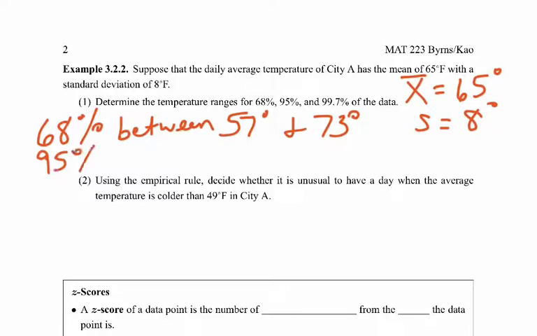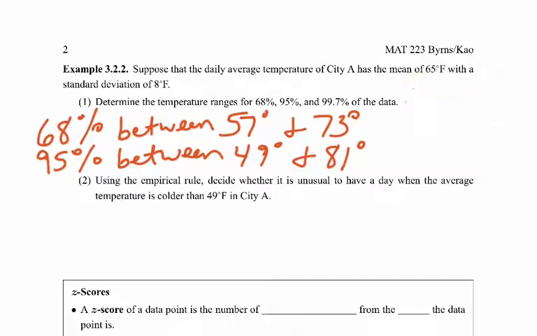95% of the temperatures are going to range within 2 standard deviations. Since I just did 1 before it, I'm going to subtract 8 again. So I get a lower bound of 49 degrees and an upper bound of 81 degrees. And then finally, 99.7% of the data. I'm going to need a space here, so I'm going to erase this for now. Let's come over here and write it.